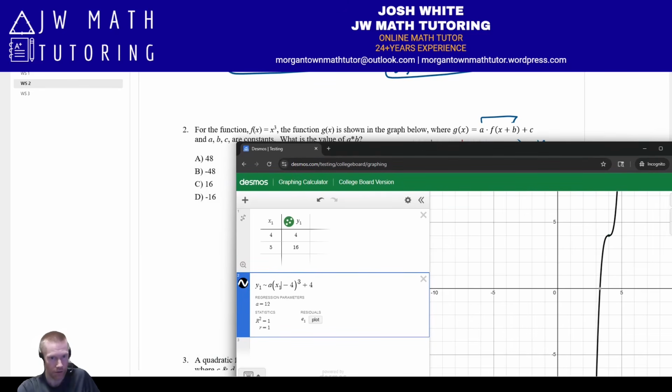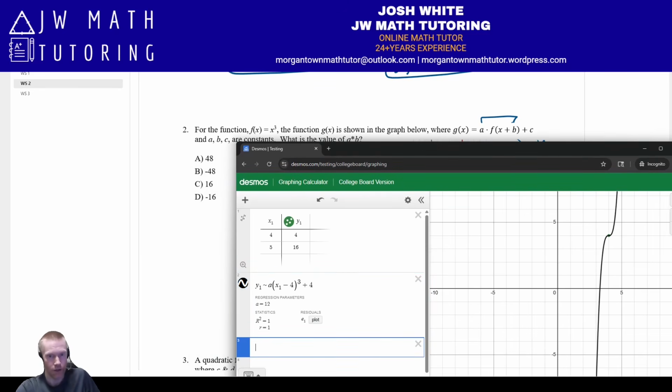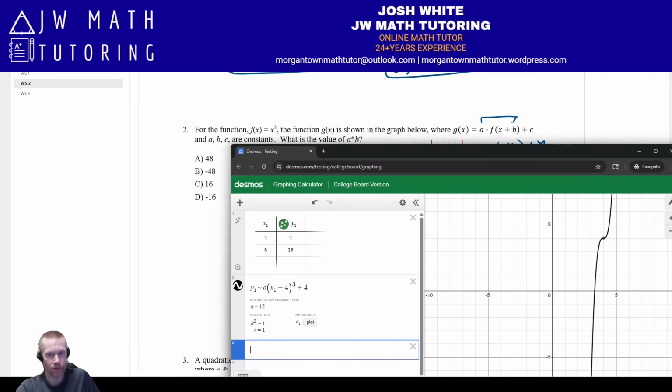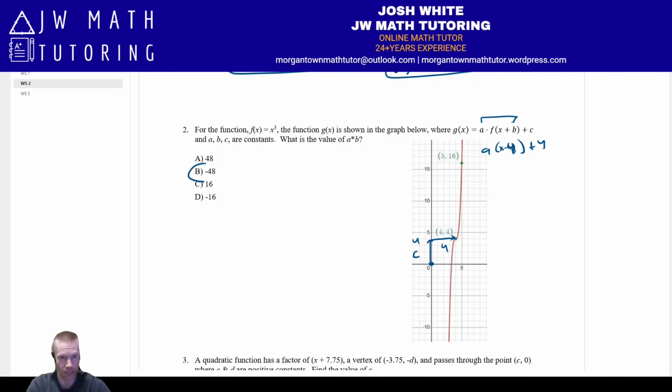Okay, yes. And now it basically tells you that A is 12. And now you could do basically 12 times, well, B is negative 4. So for this problem, I get the correct answer based on these numbers that I chose to be negative 48, letter B.